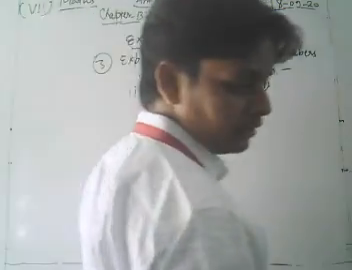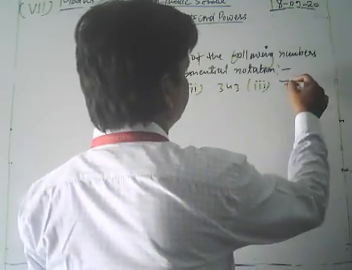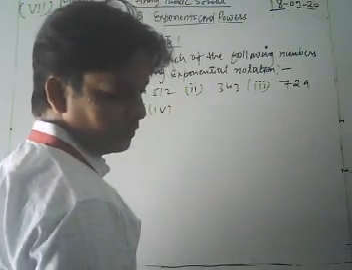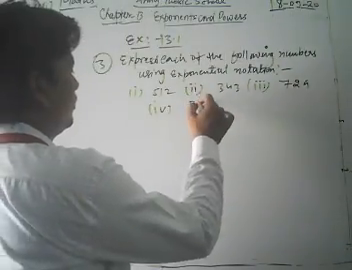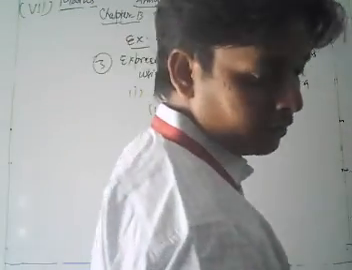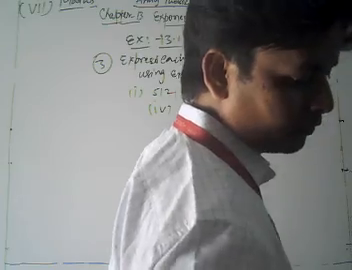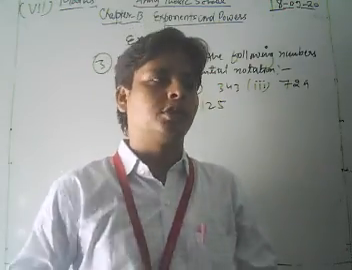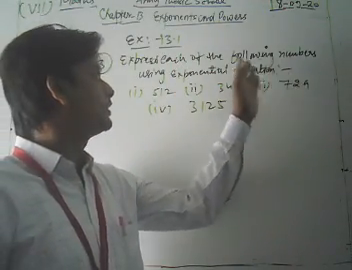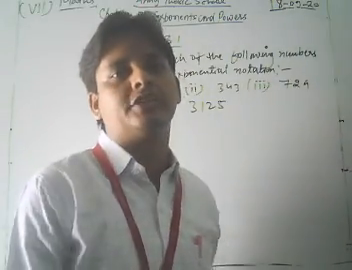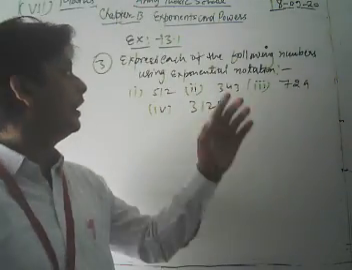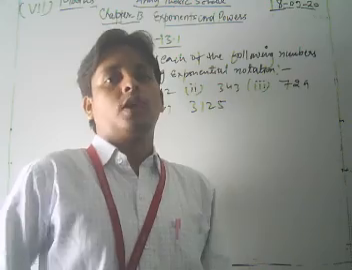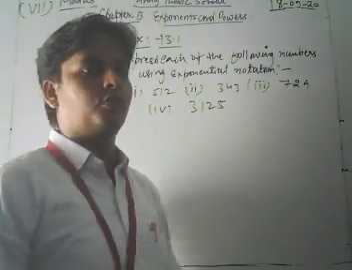Third number is 729. Our fourth number is 1325. Okay, now look, dear students, in this question we express each of the following numbers using exponential notation. Now what is the process for this type of question? Let's see its solution, dear students.